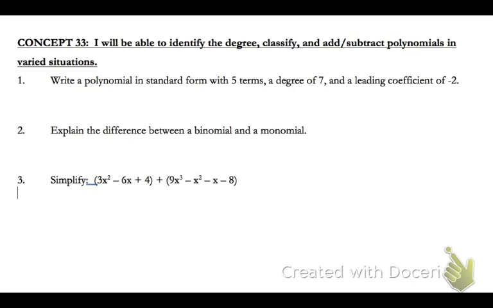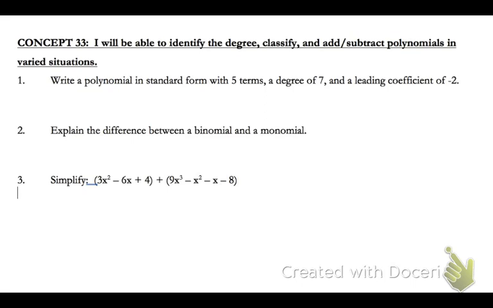Today we're going to go through the study guide for Unit 7A, Quadratic Functions and Equations, Polynomials. Question number 1 says, write a polynomial in standard form with 5 terms, a degree of 7, and a leading coefficient of -2. Really, there's lots of different answers that would work for this problem.